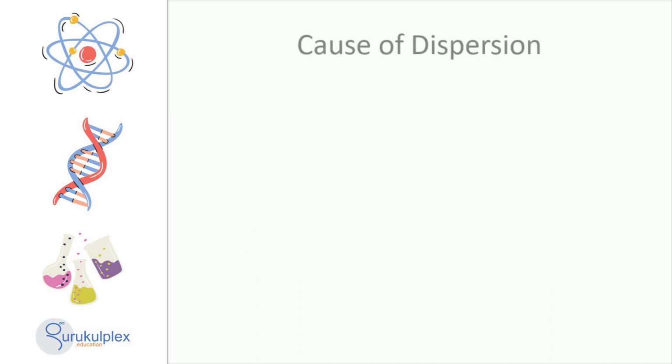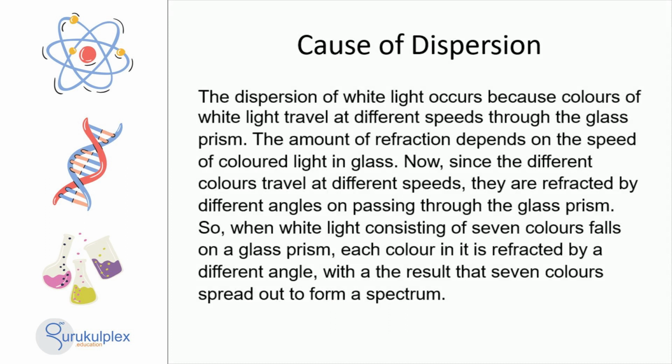A glass prism causes dispersion due to light refraction. A ray of white light, consisting of 7 colors, passes through the glass prism, and each of the colors refracts by a different angle. This causes the 7 colors to spread and form a visible spectrum. The angle of refraction varies based on the speed of the colored light passing through the glass, which is the cause of the dispersion of white light.